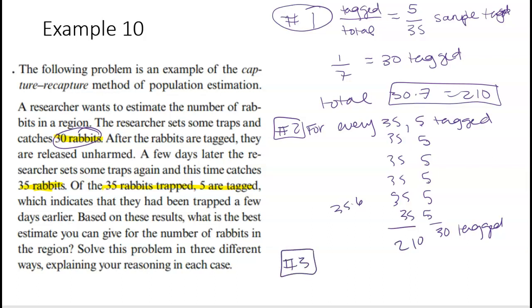And let's look at one other way here. We can use a proportion, tag over total. We know that we've got 5 over 35 tagged, and we know that in the total population, we originally tagged 30, but we don't know how many there are total. Well, we know 5 to 35, we multiply by 7, 210.